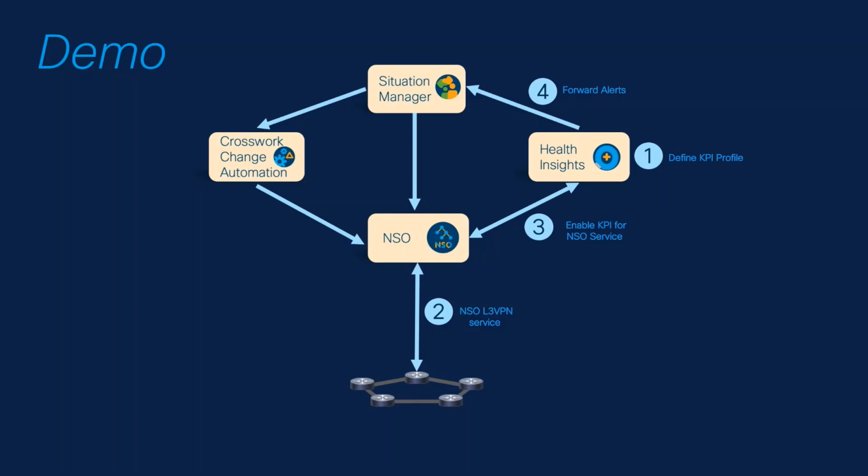Now that we know which services are affected, we can provide the remediation. The remediation involves calling the change automation playbooks. The change automation playbooks can be called from either the Situation Manager using bots or directly from change automation. In this demo, we are going to call the playbooks from change automation. So let's go ahead with the demo now.